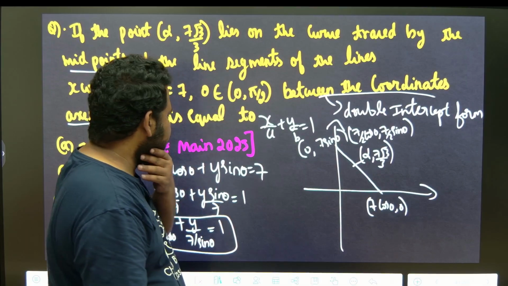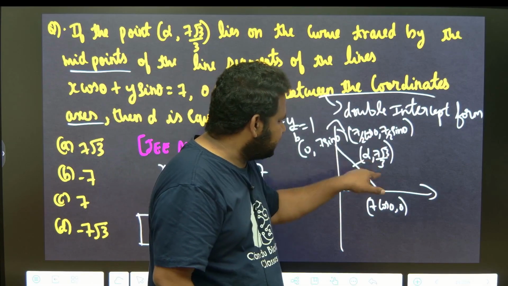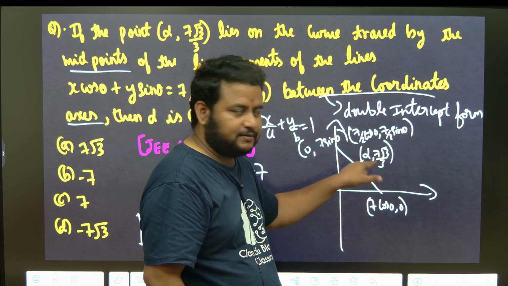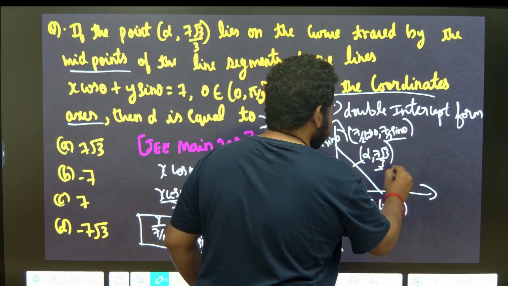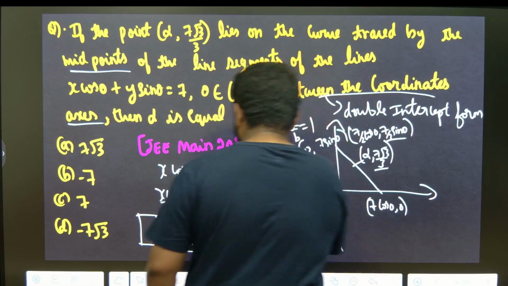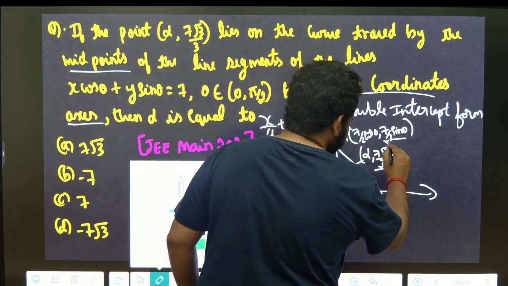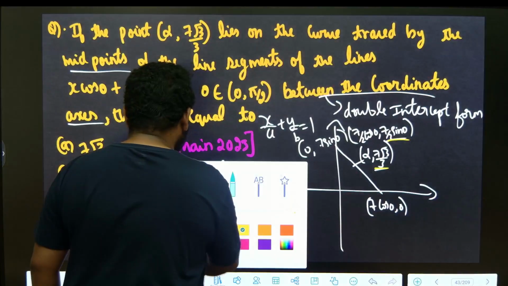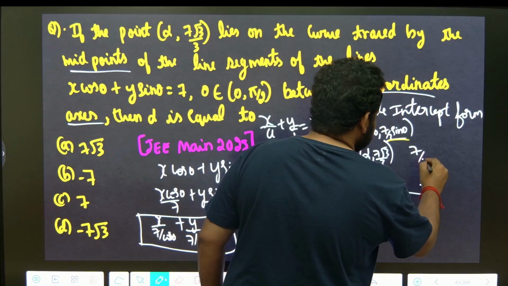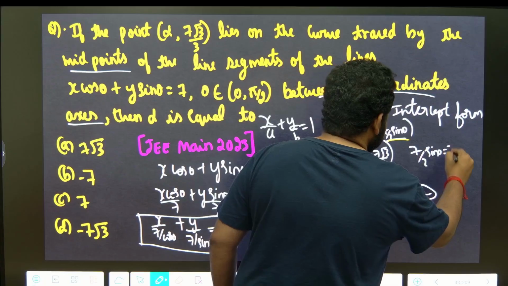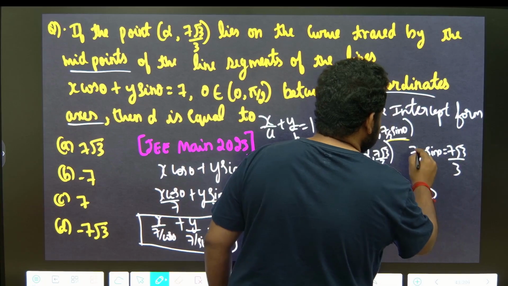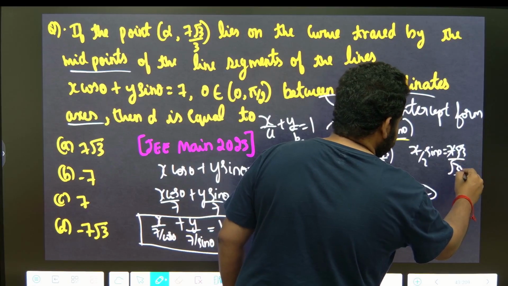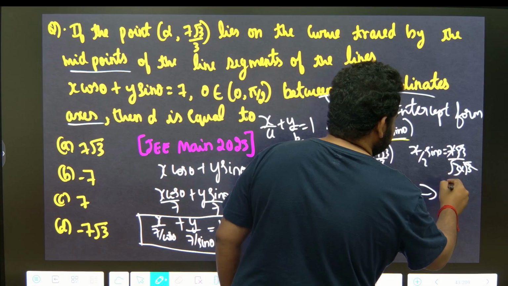Now, see, if I equate it, what am I getting? This one and this one are coming equal because that is also the y coordinate. So if I equate it, I will get 7 by 2 sin theta is equal to 7 root 3 by 3. So 7 cancels. Here this 3 can be written as root 3 into root 3, so one of the root 3 cancels. So sin theta will be equal to what?